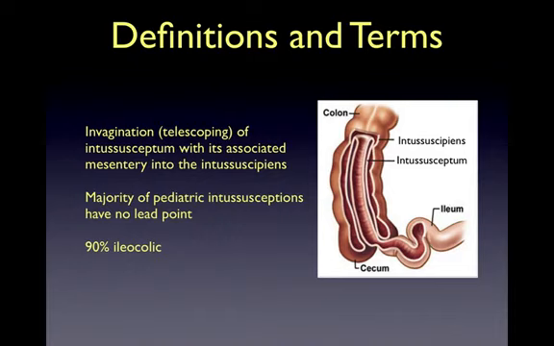Just a quick review of some of the key facts of intussusceptions here. Intussusception is defined as the invagination or telescoping of one loop of bowel into another, dragging along its associated mesenteries. The inside bowel segment is called the intussusceptum, while the outside bowel segment is known as the intussuscipiens. Unlike adult intussusceptions, the majority of pediatric intussusceptions have no obvious lead points, and 90% of them are ileocolic.